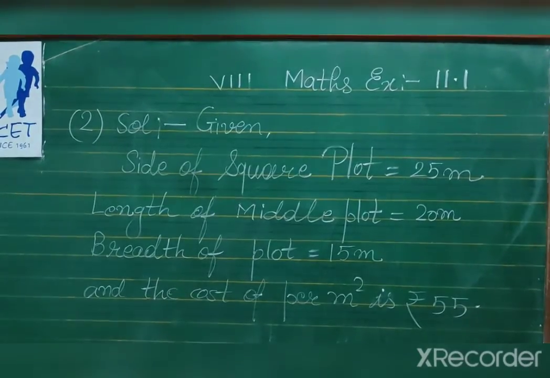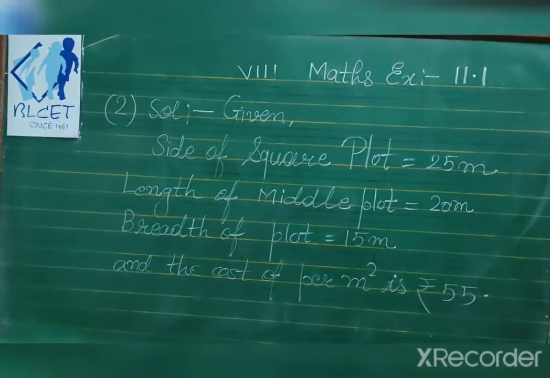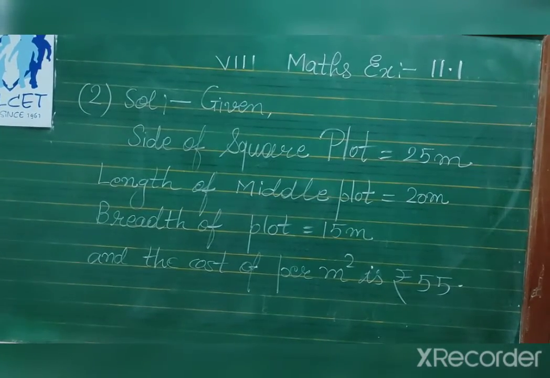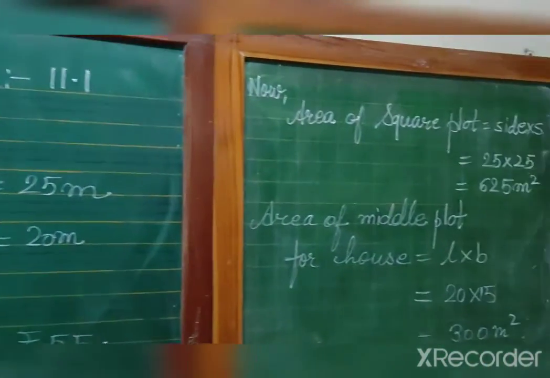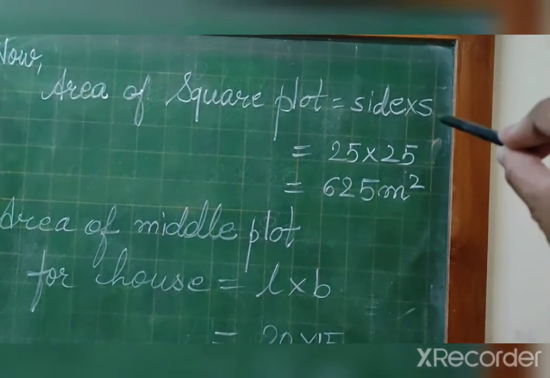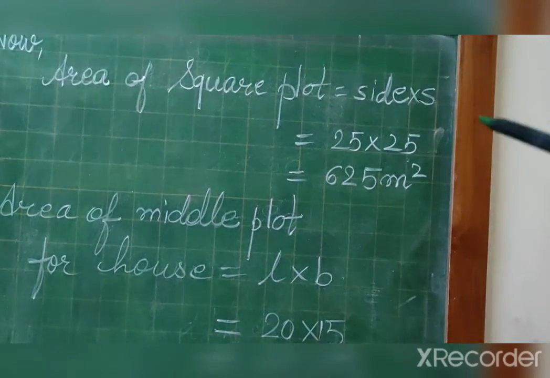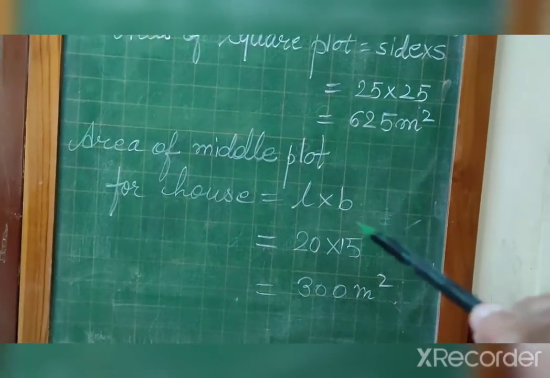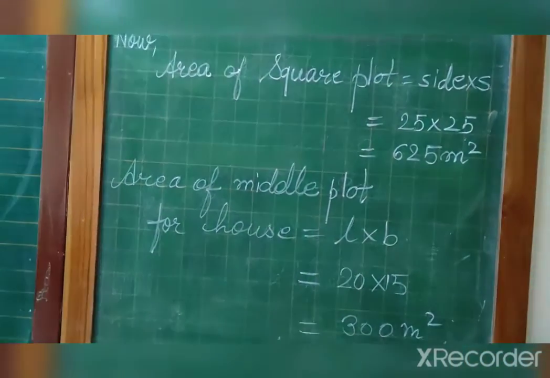Now see in the question number 2, given side of a square plot is equal to 25 meter from the figure. Length of middle plot for house is equal to 20 meter and breadth of plot 15 meter, and the cost per meter square is rupees 55. So with the help of this what we will do? Area of a square is equal to side into side. The formula is, you can see, side into side you will write here. I have no space, that's why I have not written. So side is 25, 25 into 25, that means 625 meter square. And area of middle plot for house is equal to length into breadth. You can see from the figure length and breadth. So 300 meter square.